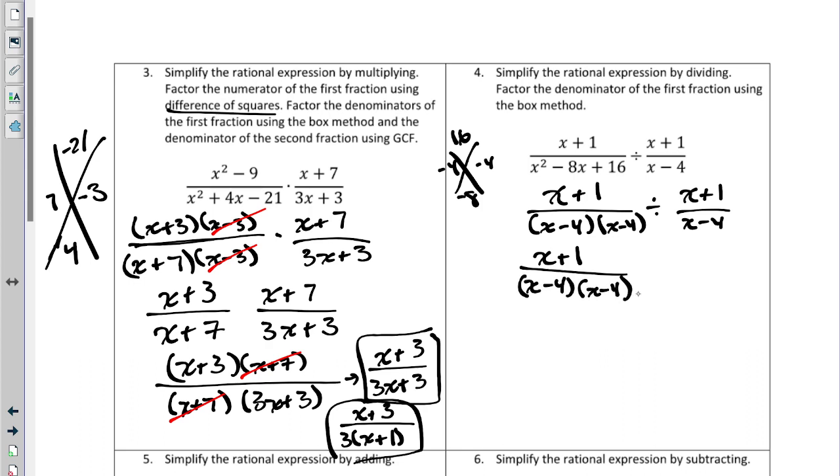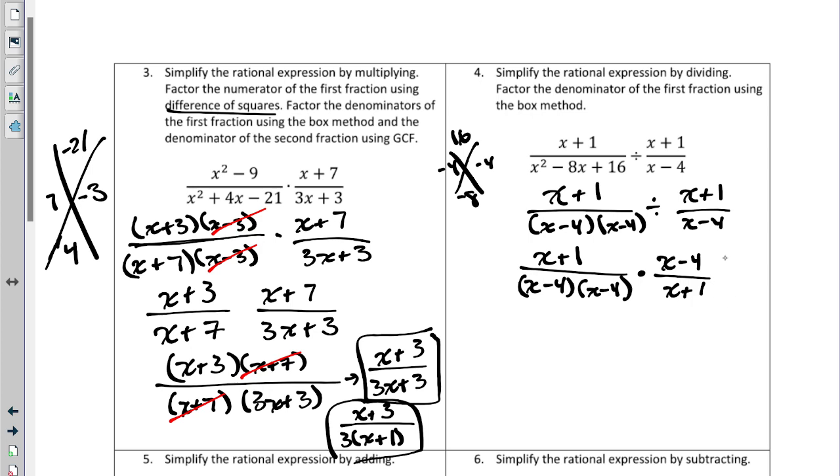Keep the first one the same. Flip the second one. Make it x minus 4 over x plus 1. And now change the sign from division to multiply. I like to say skip the first one. Skip it. Flip it. And then ship it. Ship it means multiply. So let's do it.